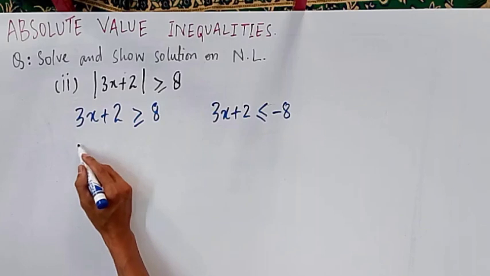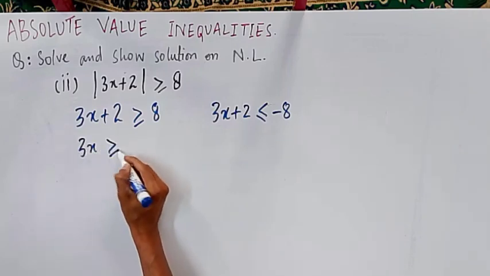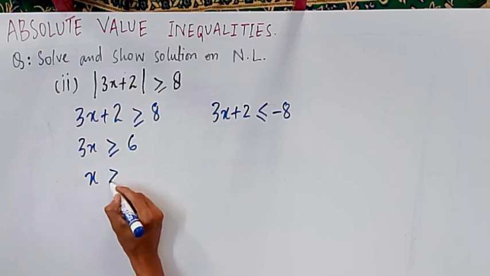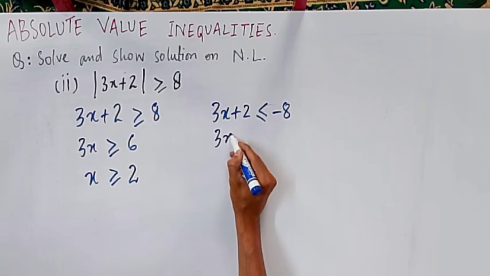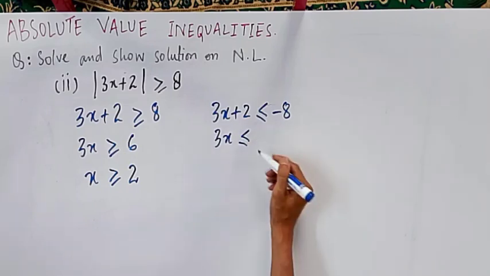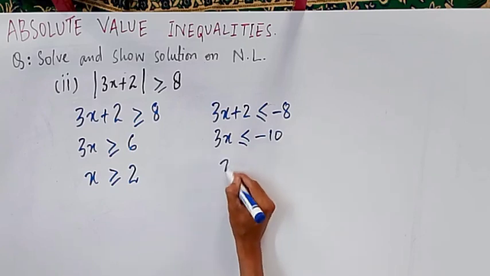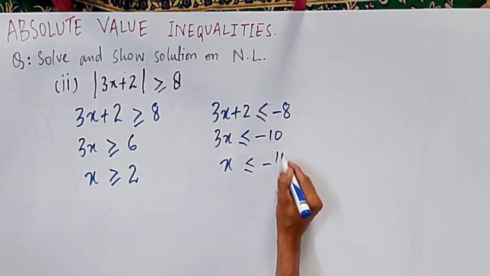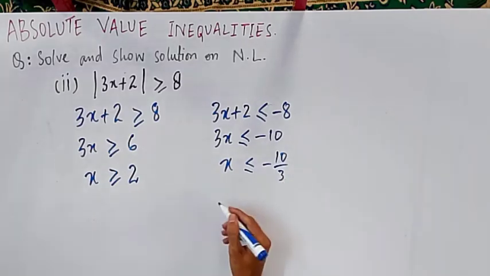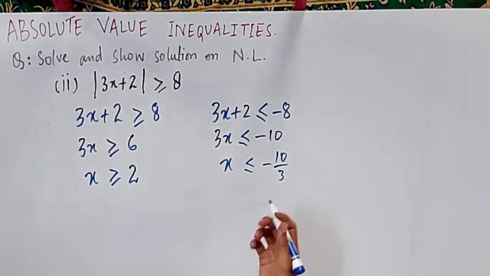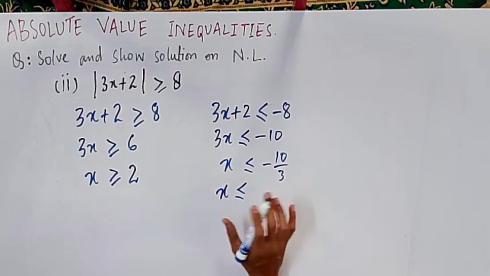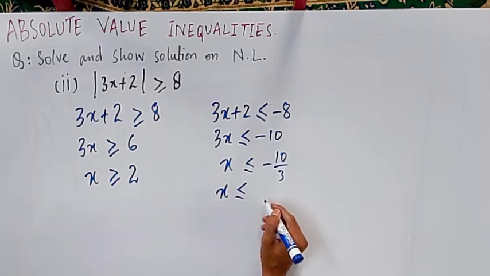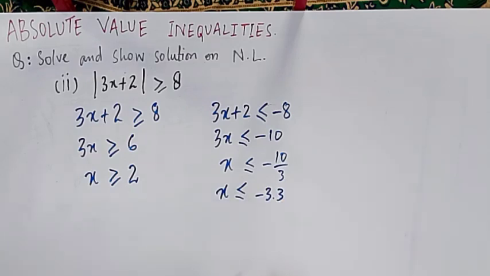It will go there and subtract, so it will come 3x greater than equals to 8 minus 2, 6, and x greater than equals to 6 upon 3, 2, and over here it will come 3x less than equals to minus 8 minus 2, it will be minus 10. Finally it will come x less than equals to minus 10 upon 3. So it's better to write it in decimal if you want to show it on the number line. So minus 10 upon 3 will be almost 3, 3 3s are 9, and then you will put the point, so it will come minus 3.333. Let's show it as minus 3.3.